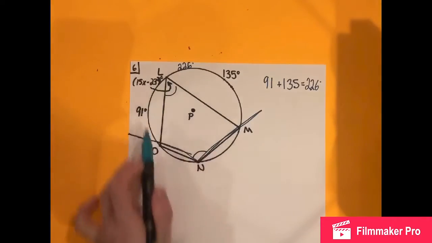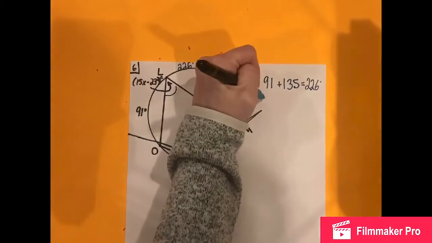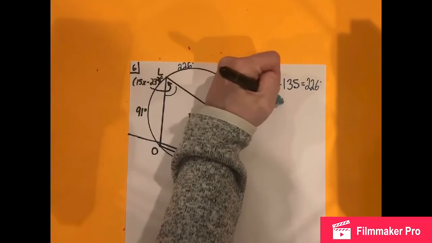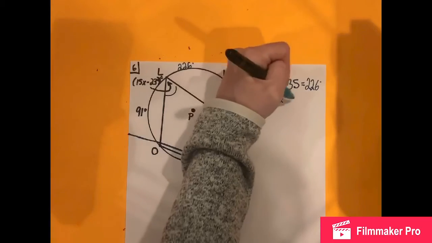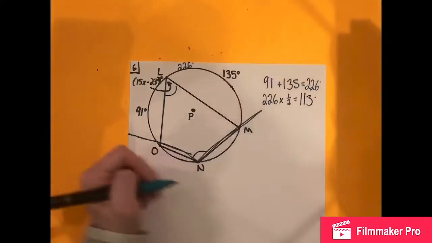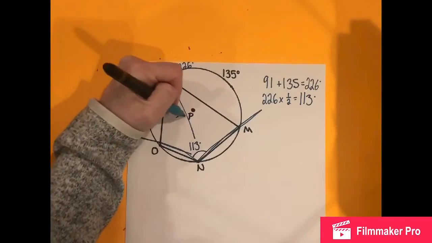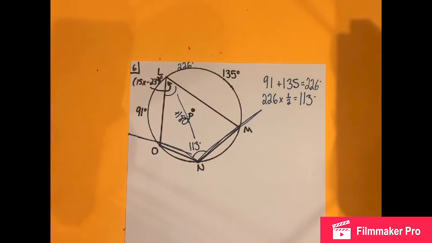So if this whole thing is 226, I want to get its angle. We know the angle is half of it, so I'm going to take this 226 degrees and multiply it by 1/2, getting me 113. So let's put 113 here. Next up is just going to be looking at the two of them. We already know the two of them are supplementary. They add up to 180.